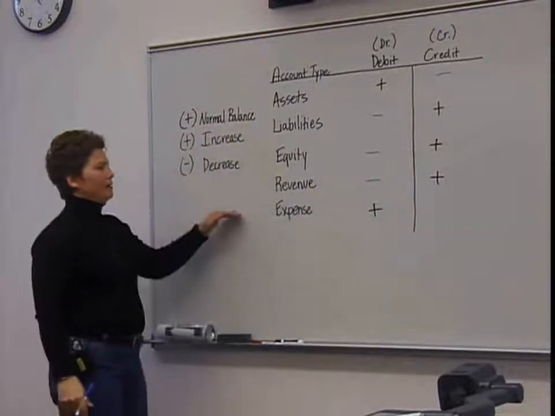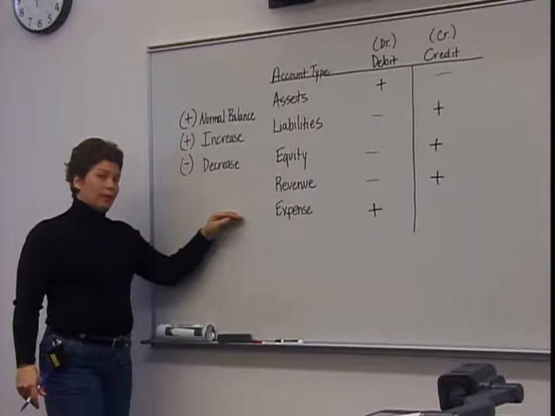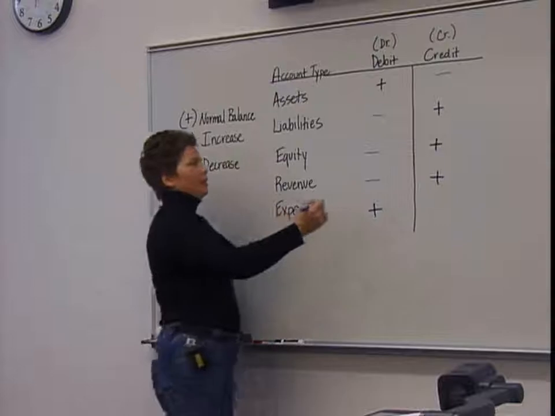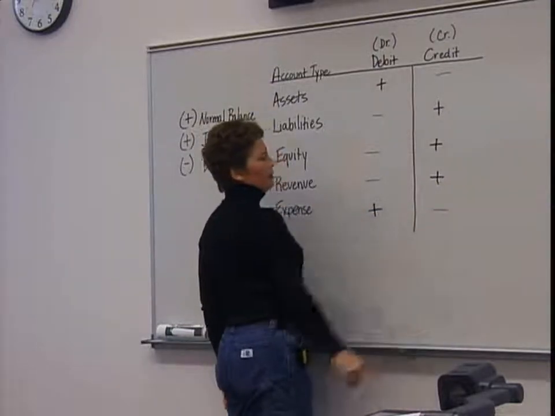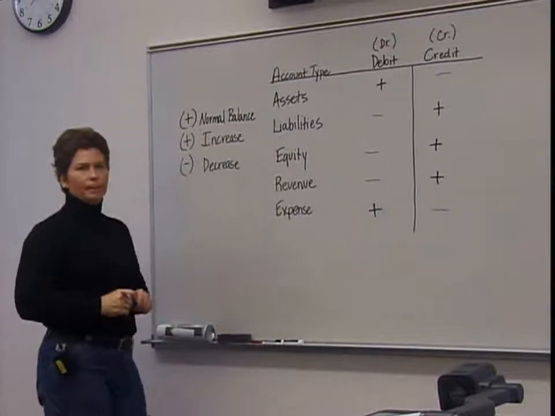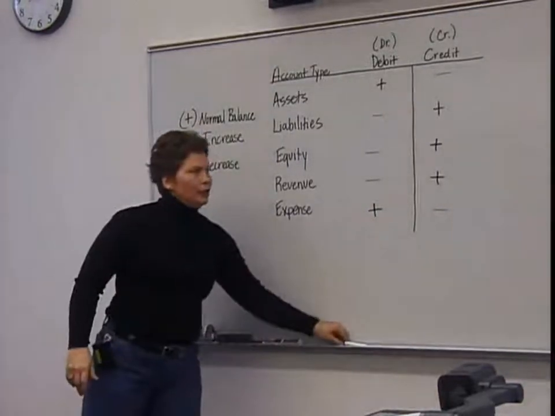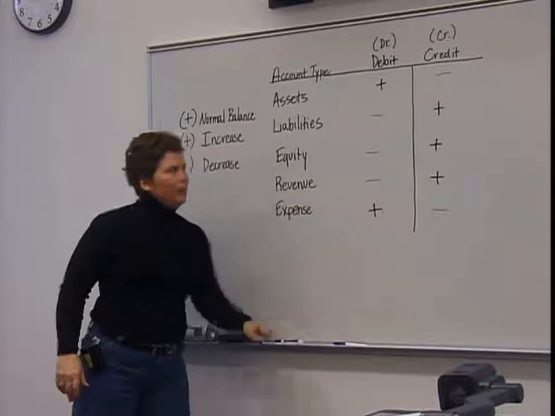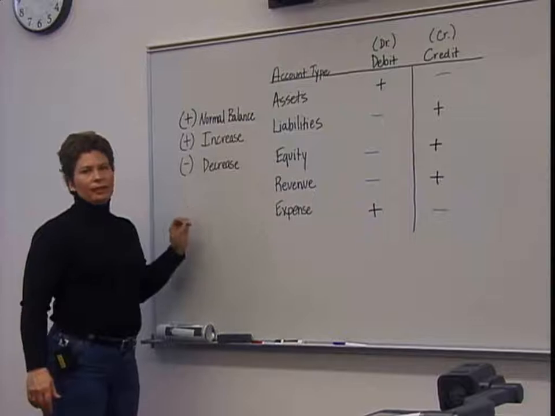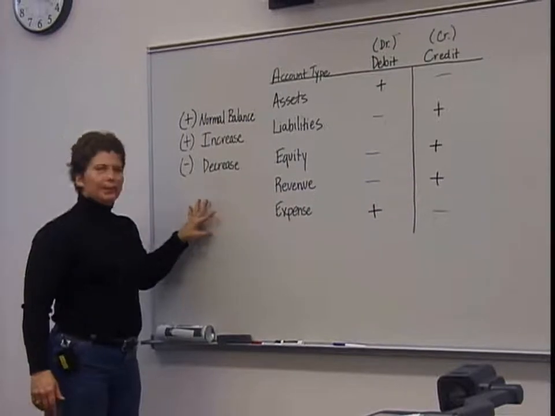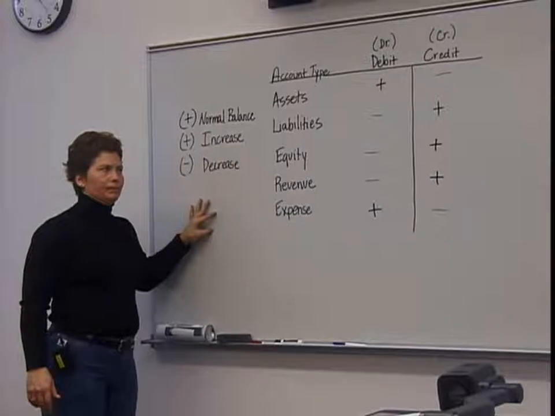And finally, expenses, to show that we are decreasing expenses rather than increasing them, we will do the opposite like we've done on all the other 4 account types, and we will credit the expense account. This again is double entry accounting. I encourage you to memorize this table because this table is the basic foundation for all transactions in accounting.